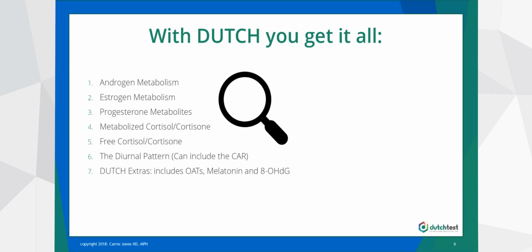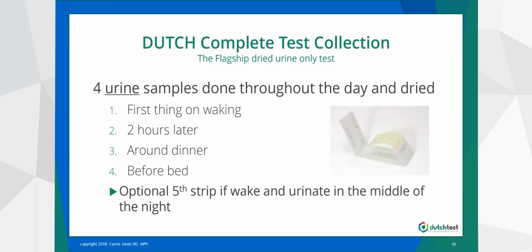The Dutch Complete is our flagship product. That's the primary dried urine test that you do 4 times during the day. Basically, your patient would urinate on these little strips of paper first thing on waking, 2 hours later, around dinner, and before bed. If insomnia is a problem for them, they wake up in the middle of the night and can't sleep, then they would do a 5th strip that's included in the test kit in the middle of the night, and we do report the cortisol at that time.